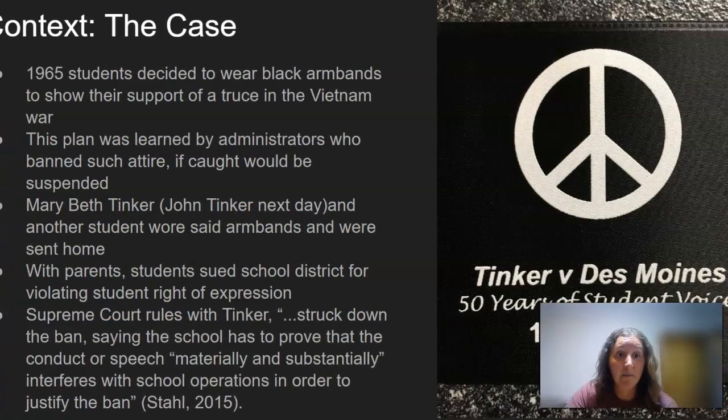In 1965, there were a group of students who were planning on protesting the Vietnam War by wearing black armbands to show that they were supporting a truce in the Vietnam War and bringing our soldiers home. Their plan was to do it over a holiday break into the new year, and they were going to wear them to school. Somehow, the administrators of the school district found out that this was going to occur, and they made a ban on these armbands and such attire, and if they did so anyway, they would be suspended.